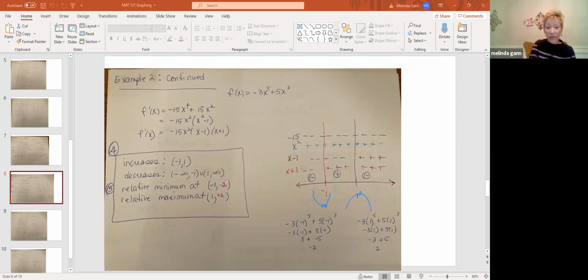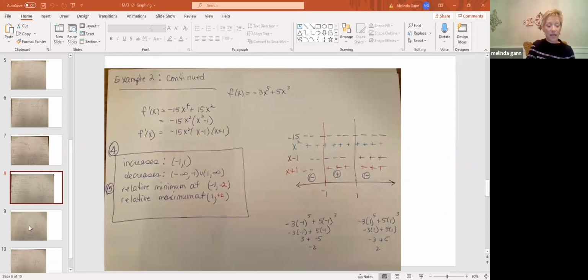Now, how did I get these y values? I substituted -1 into that original, and then I substituted +1 into that original. So again, you pause the video and copy that down and double check and make sure that -2 and +2 are correct, because I could have made a careless error. All right. So first derivative deals with increasing, decreasing, maximums, and minimums.